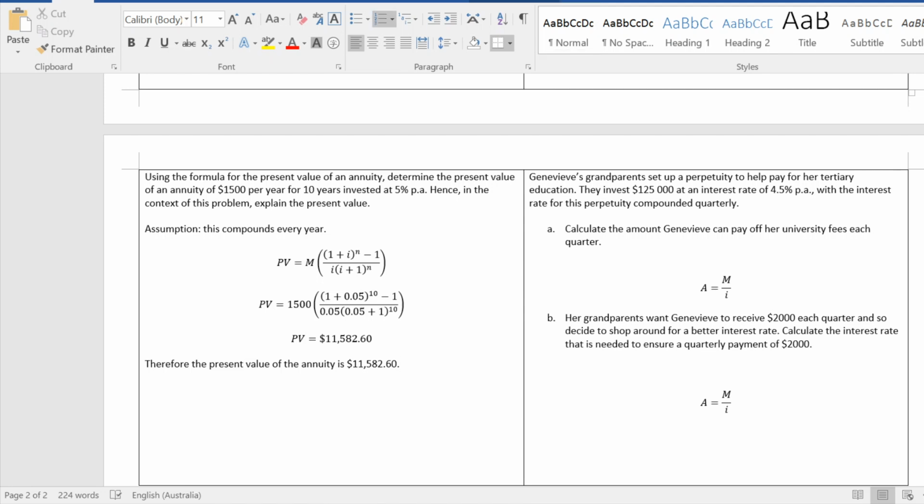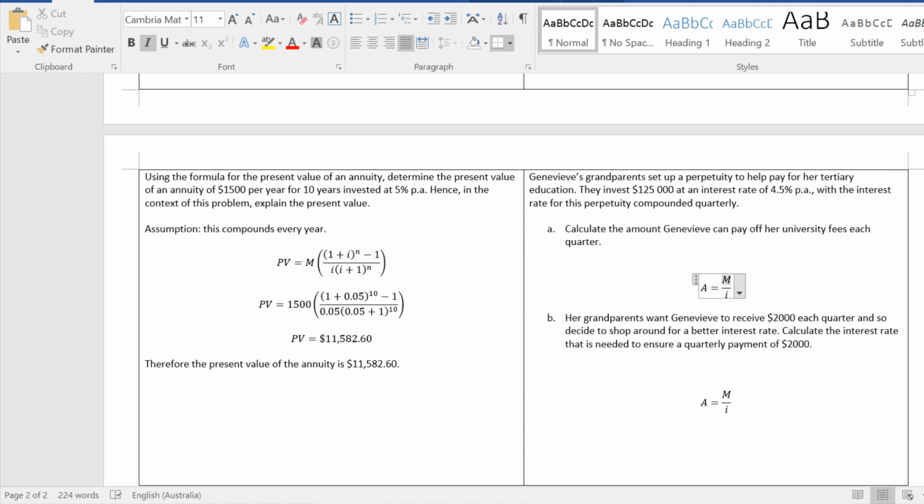Okay, next up, Genevieve's grandparents set up a perpetuity to help pay for her tertiary education. They invest $125,000 at an interest rate of 4.5% per annum, with the interest rate for this perpetuity compounded quarterly. Calculate the amount Genevieve can pay off her university fees each quarter.